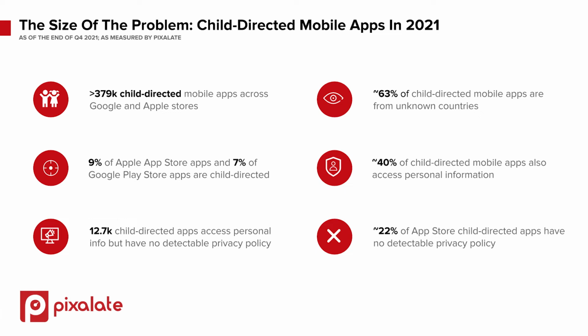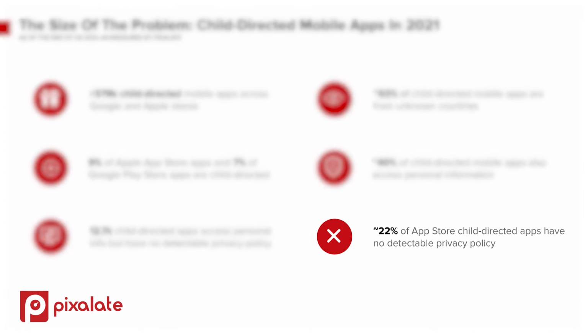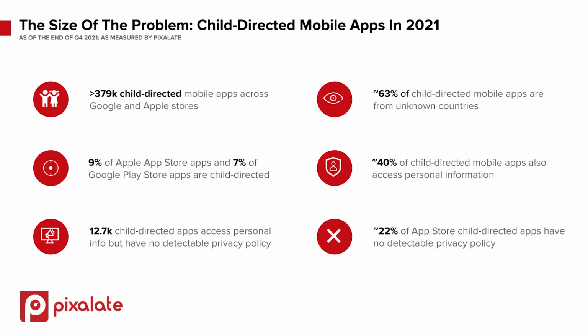We found that 40% of the child-directed apps are accessing personal information, and 22% of the child-directed apps in the Apple App Store had no detectable privacy policy. So that's really a huge number there in the Apple Store. Google's number was significantly lower there, so Google sort of won on that particular factor that we were assessing for.